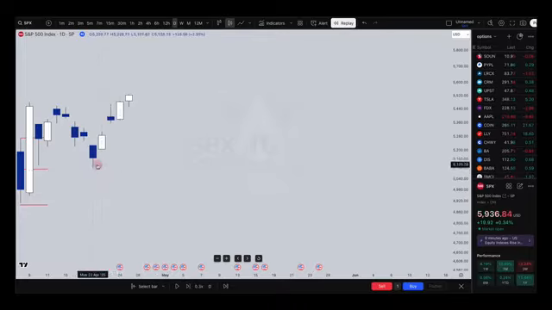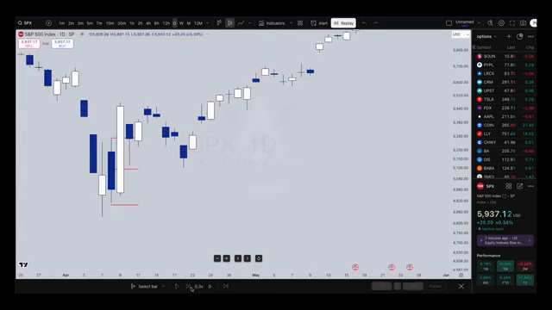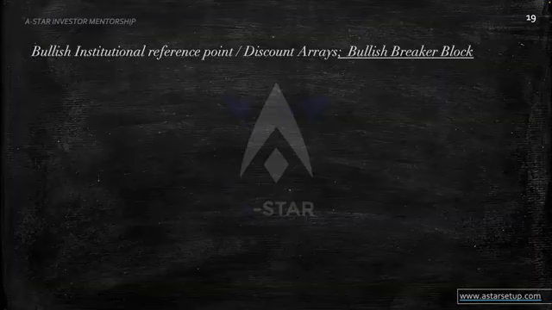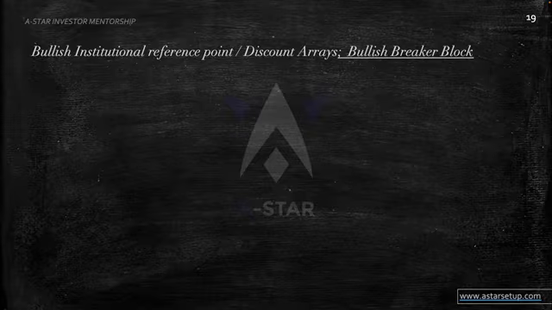And do you see the momentum? So after the candle traded into the 50% of this order block, look how it skyrockets, and there's so much buying pressure that a gap occurs. Oh, and boy, it goes off the chart. That, ladies and gentlemen, is the bullish order block. The bullish breaker block. Bullish institutional reference point and discount array.